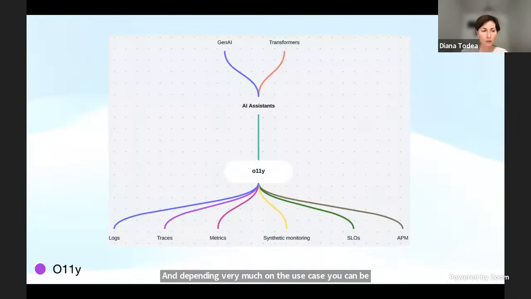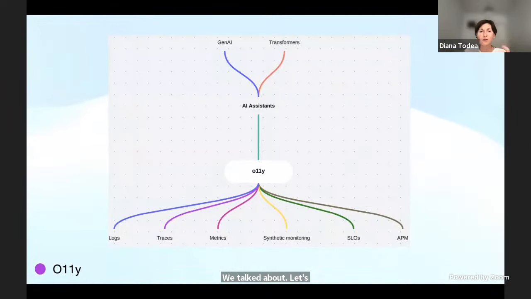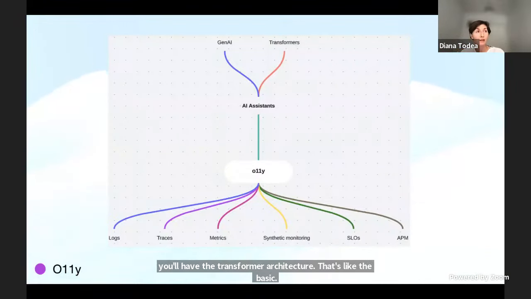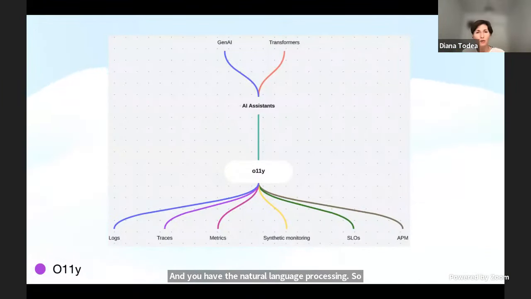Right. So we talked about the basic concepts, how generative AI architecture and the transformer architecture blend in using AI systems. This is why I wanted to give you this more or less theoretical information, because whether you work with AI systems or not, you'll now understand the relevance. You'll have the transformer architecture as the basis, and you'll have natural language processing, so basically using images, text, audio, etc., that will be used for AI assistants.